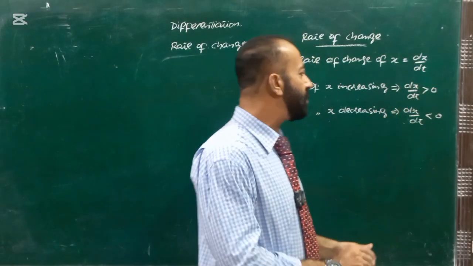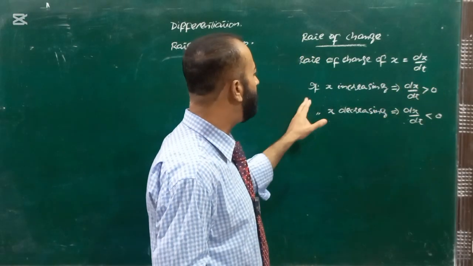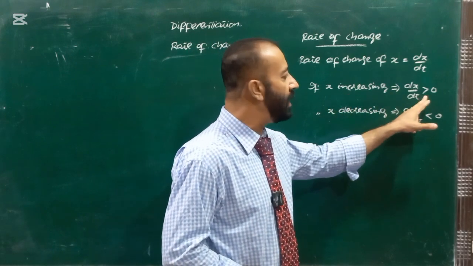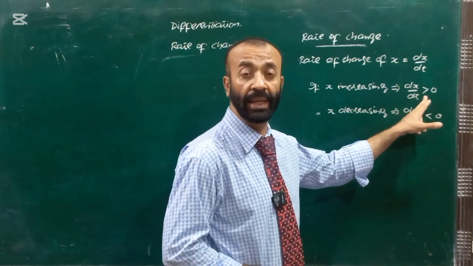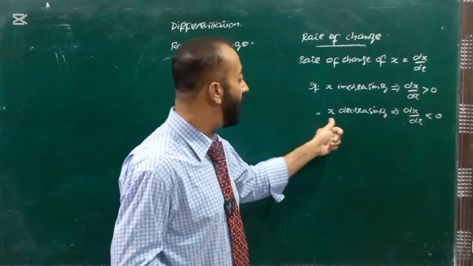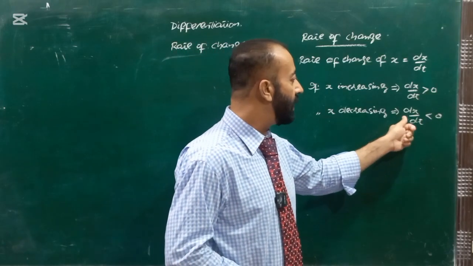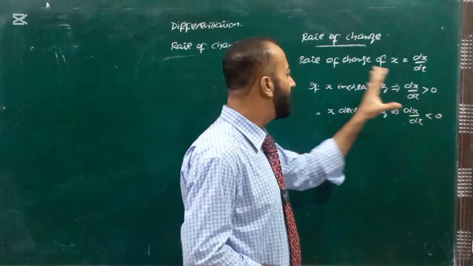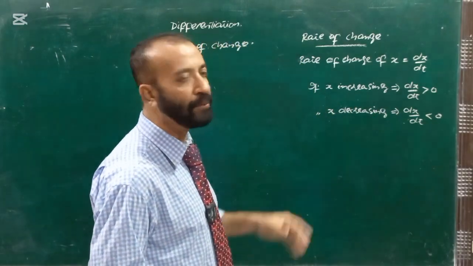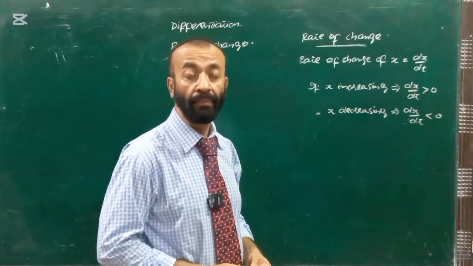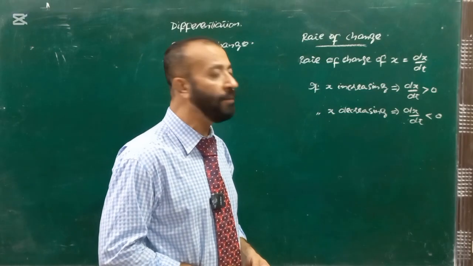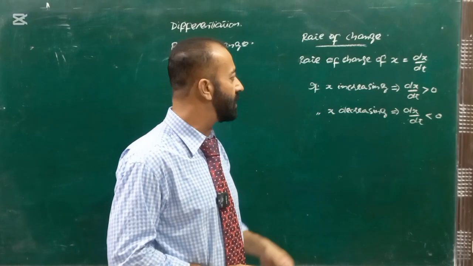The next thing which you should understand is if x is increasing, then dx over dt will be greater than 0. And if x is decreasing, then dx over dt will be less than 0. So these are some concepts which you have to understand and learn before starting questions. Now we are going to do some questions of this topic.